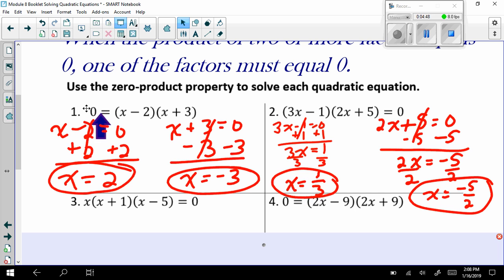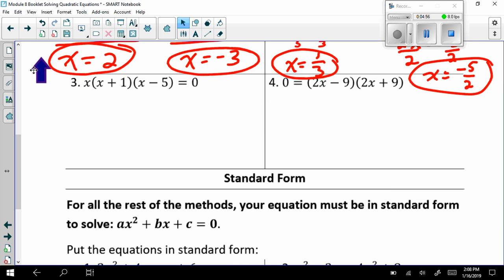Examples 3 and 4 for the zero product property we are going to do in class together, but I do want to go ahead and in this same video talk about our standard form. So we're going to finish at least one more example here, and then come back and do these two in class together.